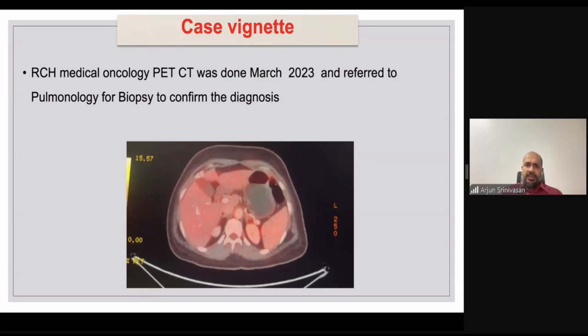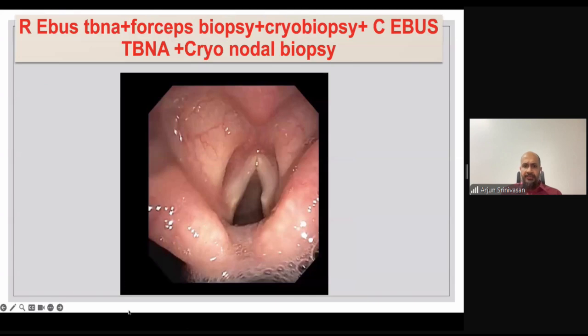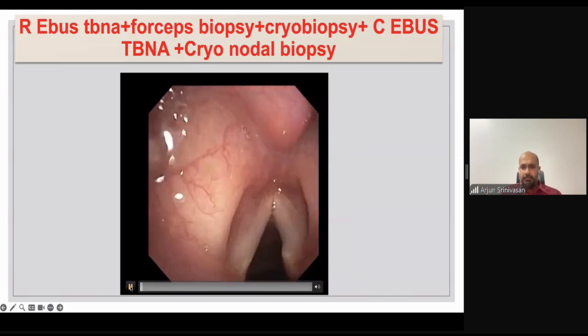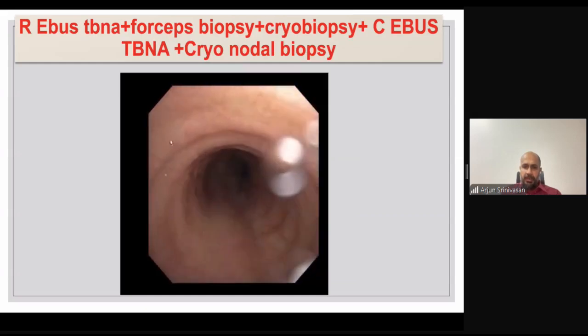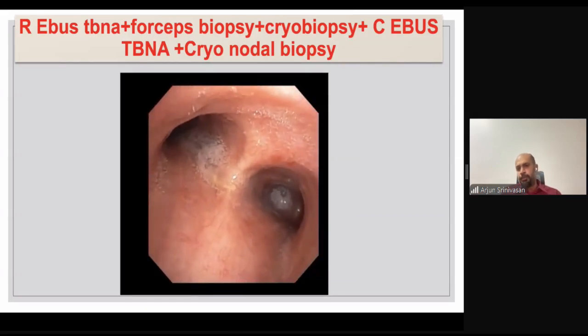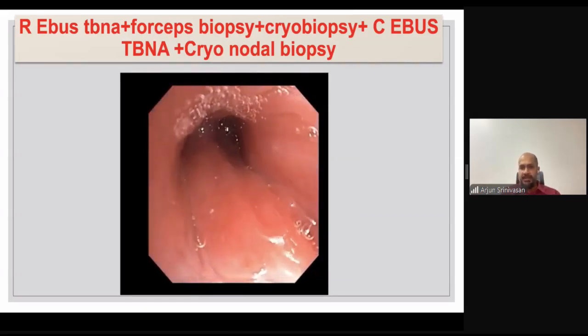So now we have a mass which is highly PET avid, but you have small lymph nodes which are not too PET avid. So if you look at it only from the mass perspective, it looks like a potentially operable case. So we decide to go ahead with a radial probe biopsy of the mass.